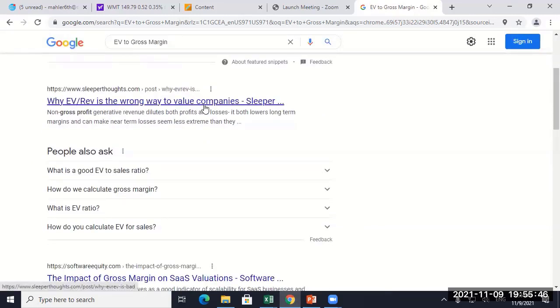Why EV to revenue is the wrong way to value companies. Well, we're not valuing companies, are we? We're looking to see if they're expensive or cheap. So I'm not sure the question even makes sense.